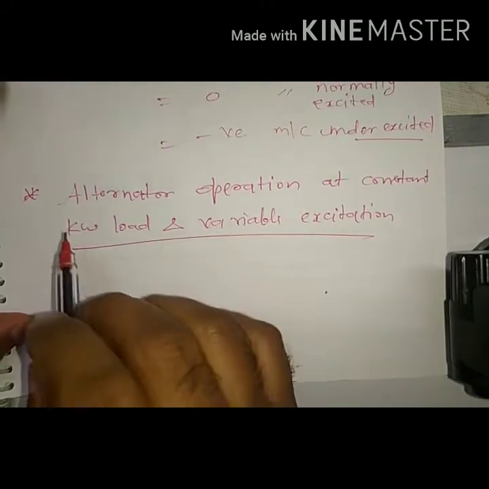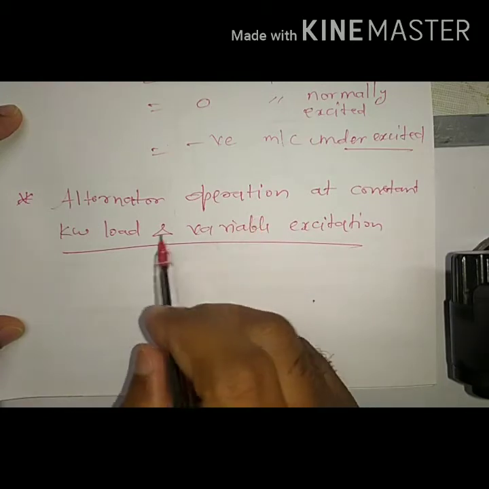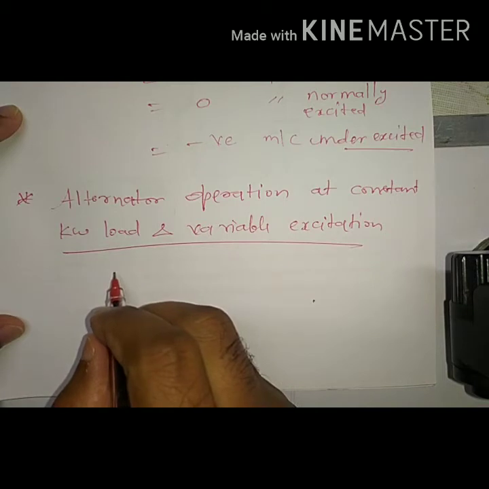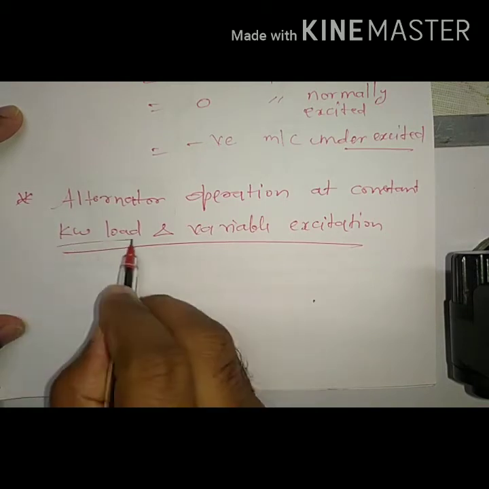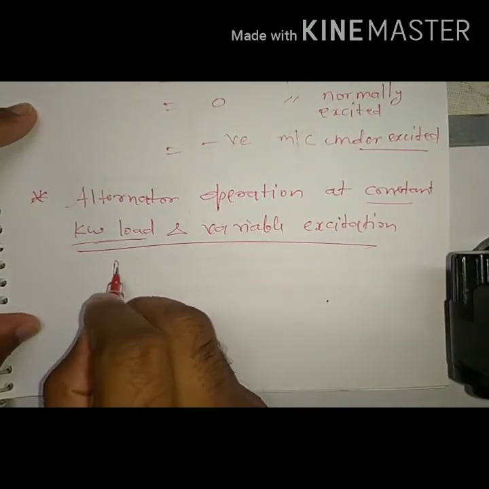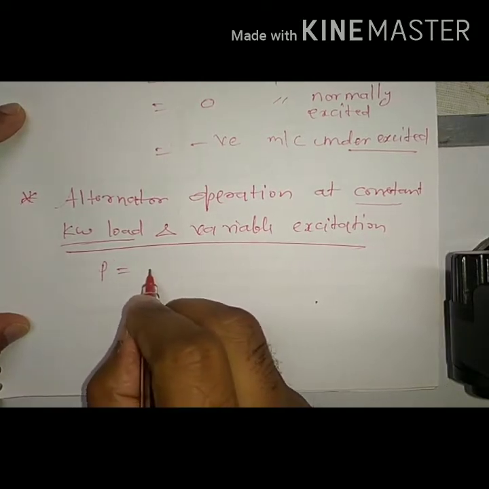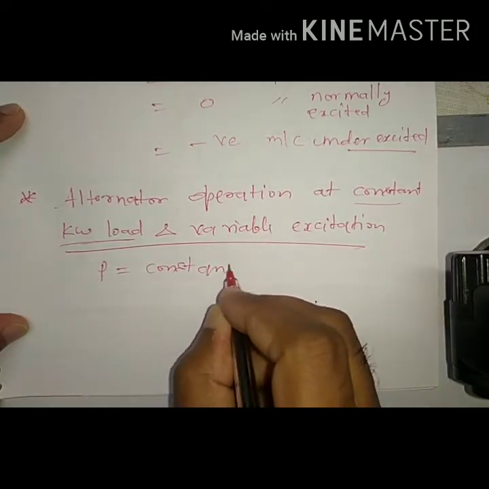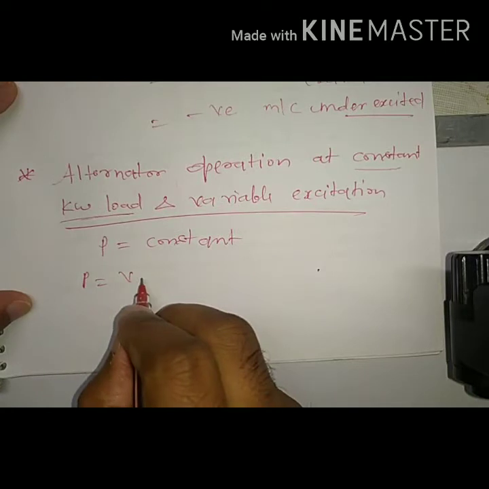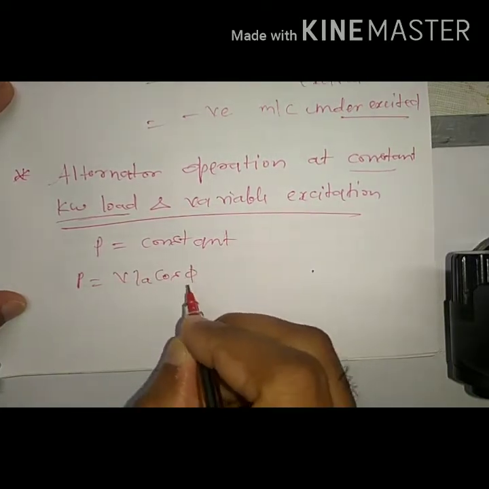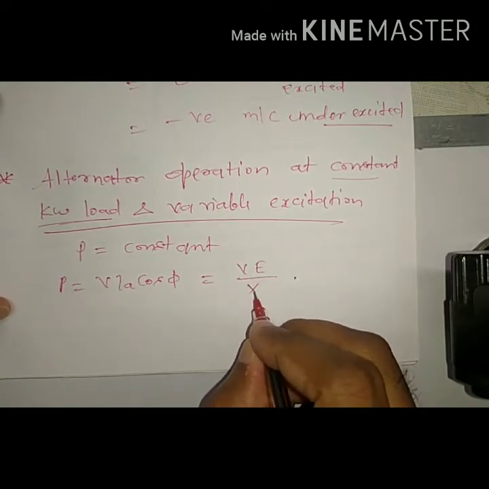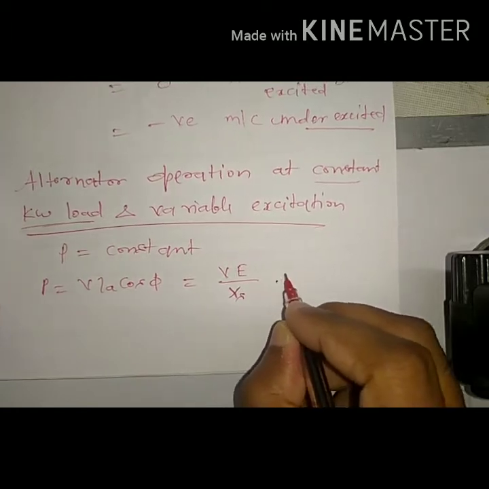Let us see operation of alternator at constant kilowatt load with variable excitation. So when we are taking constant load, then power demand from load must be constant, and we know per phase power, V I_A cos phi, is also given as V E by X_S sin delta.